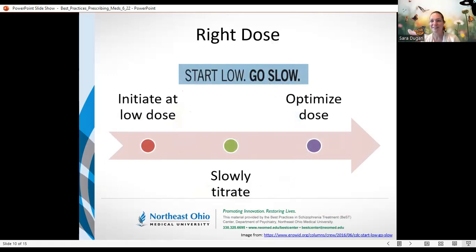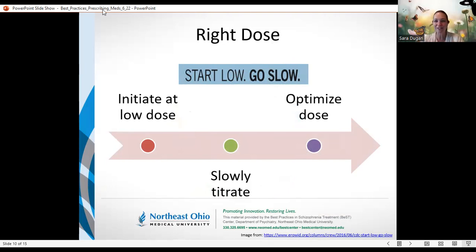Moving to right dose. So having the medicine on board is great, but if we're not using enough or we're using too much, that could be a problem. Overall, the mantra tends to be start low, go slow. So starting patients at a low dose and then slowly moving the dose up. We want to use the lowest effective dose. So what's going to give us some benefit in preventing exposure to a lot of adverse effects.